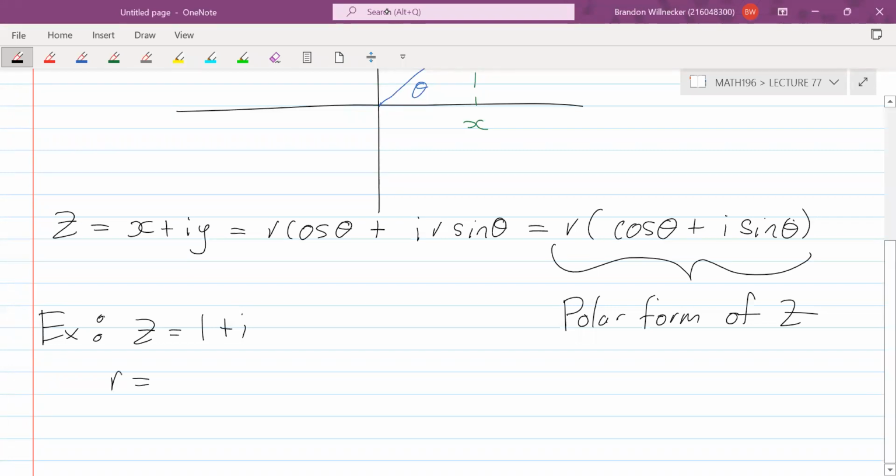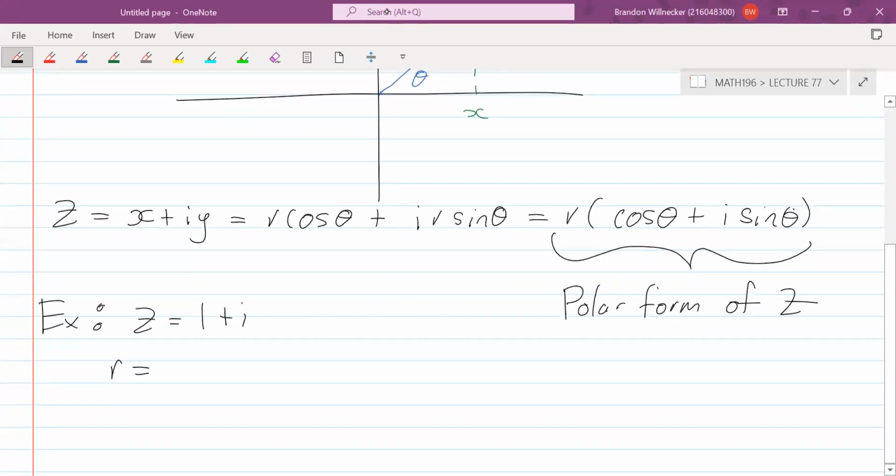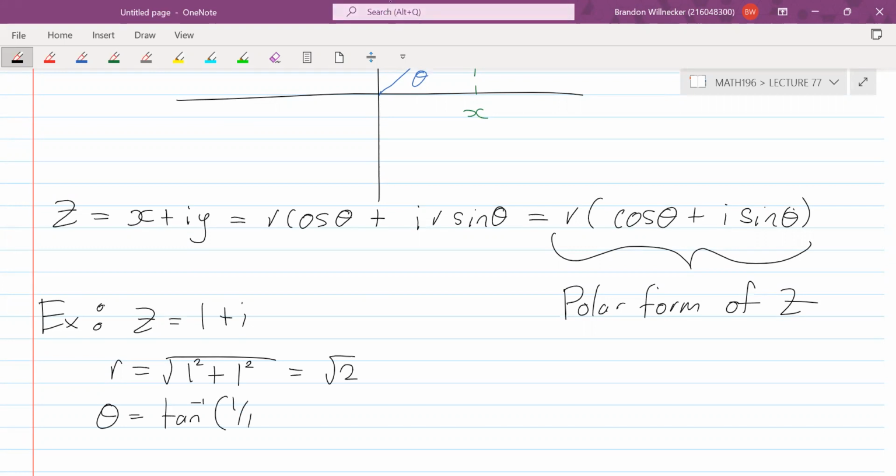So r is going to be, that's the magnitude of the complex number. Remember, magnitude of z. So that's going to be the square root of 1 plus 1, or 1 squared plus 1 squared, if you want to write it like that. And that's equal to root 2. Then theta is going to be arctan of 1 over 1. That's just the arctan of 1. So it's going to be pi over 4.